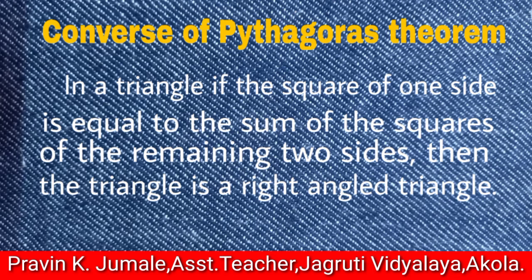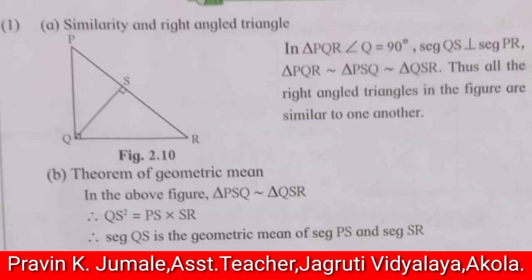In a triangle, if the square of one side is equal to the sum of the square of the remaining 2 sides, then the triangle is a right angle triangle. Remember this. Number first, similarity and right angle triangle. In triangle PQR, angle Q is equal to 90 degree. Segment QS perpendicular to segment PR. Triangle PQR similar to triangle PSQ similar to triangle QSR. All the right angle triangles in the figure are similar to one another.